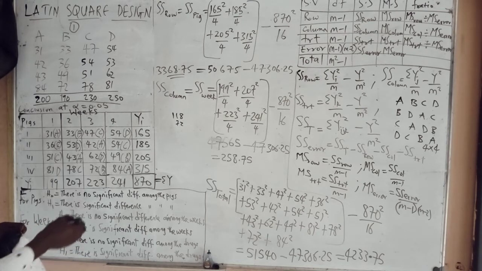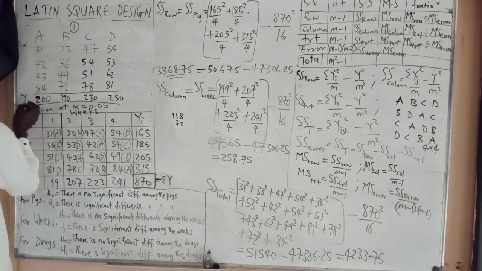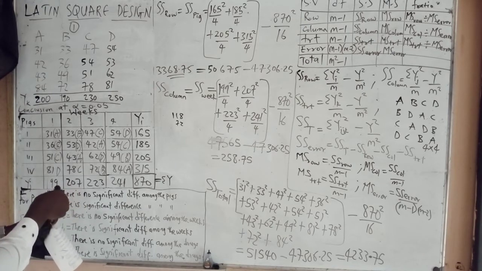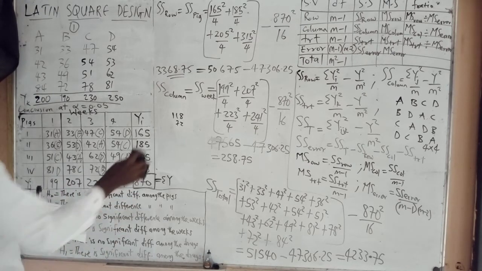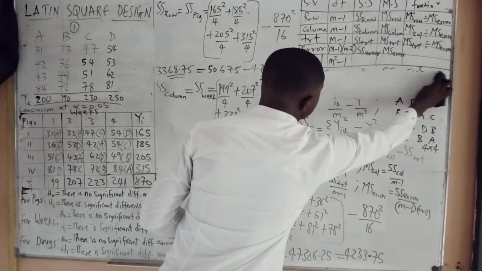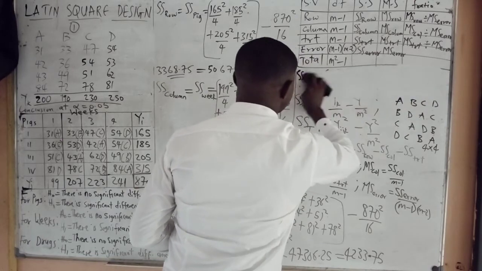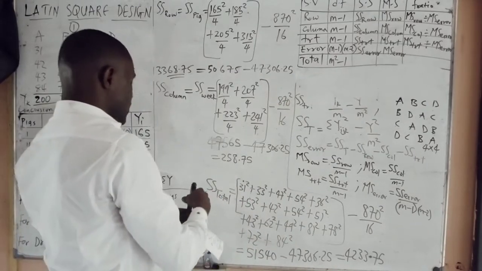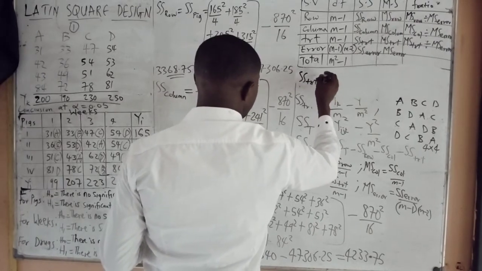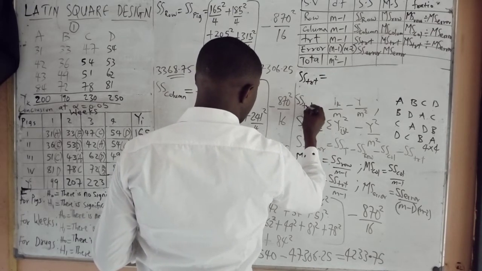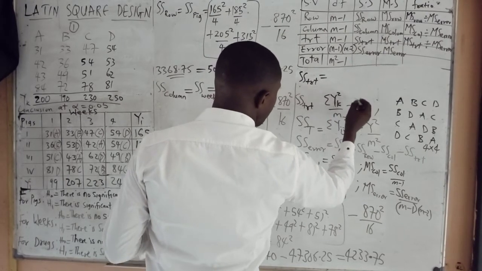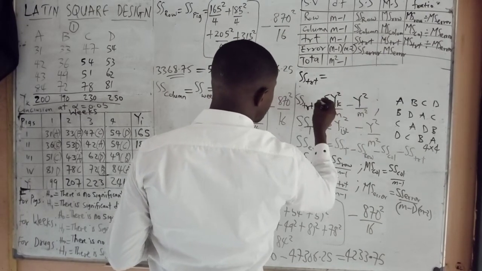That is 250. So we call this YK. This is our YK. So that is all we use to get SS treatment. We can now clean the formula we have here so that we can write SS treatment. We say SS treatment is equals to, look at the formula, summation of YK squared minus y squared all over m squared.